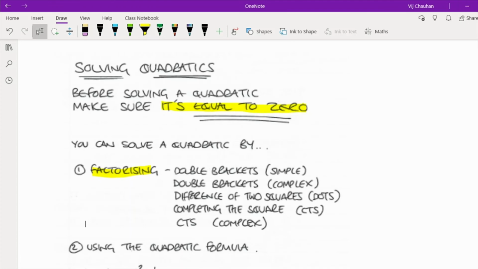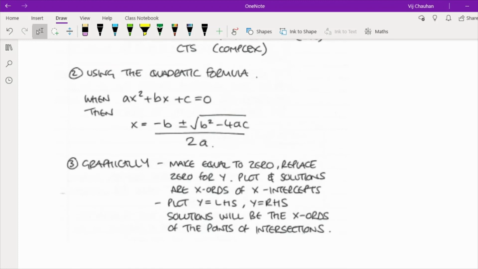The other way of solving a quadratic is by using the quadratic formula, and again you can do this on your calculator. Again, first of all, making sure it's equal to 0, writing down the coefficients of x squared, x and the constant, substituting into the formula, and away you go with your two values. And the last and final way of solving a quadratic is by plotting it. Now this is probably the least favourable and least recommended, however sometimes there is a need for it.